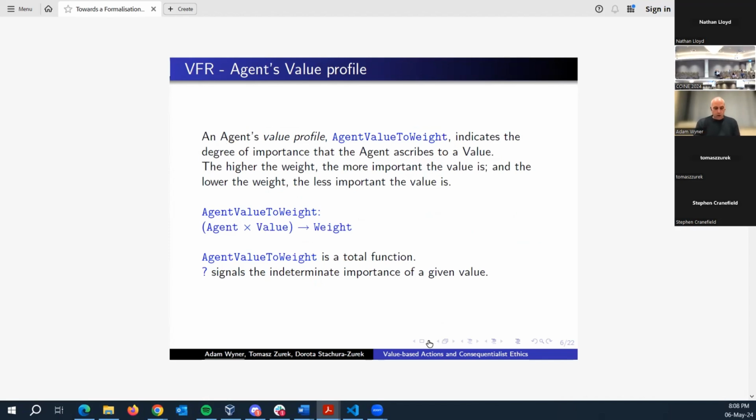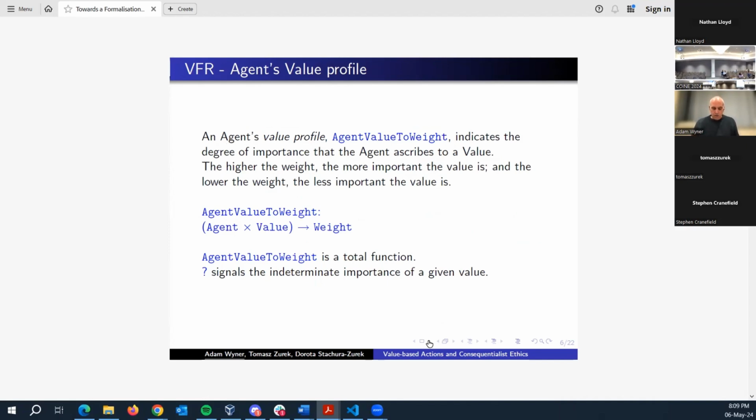So we have, as part of the basics, two functions, which together are going to give us what we're going to call an agent's value-based worldview. The first function is the agent's value profile, given by this function agent value to weight, which indicates just the importance that the agent ascribes to the value.